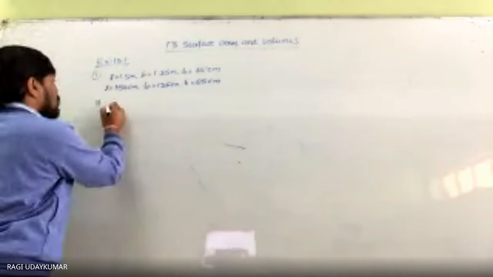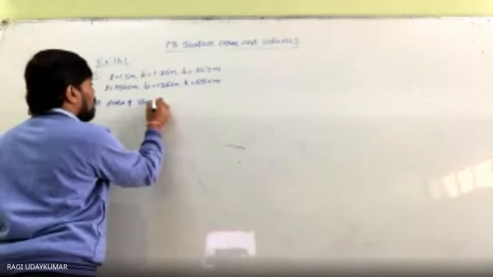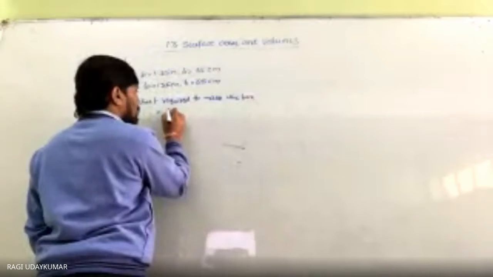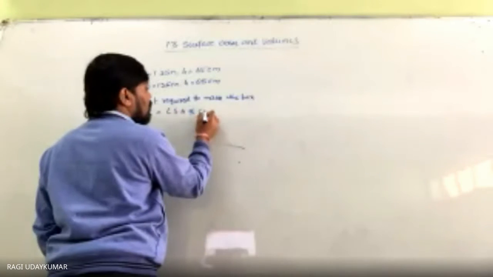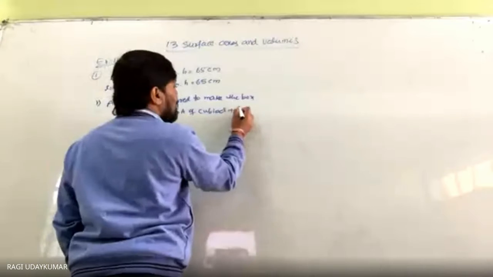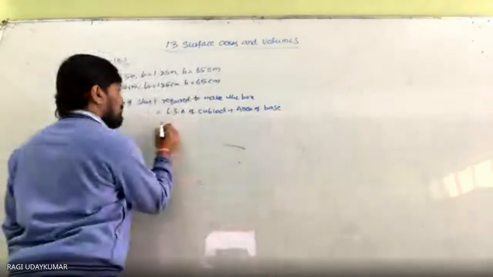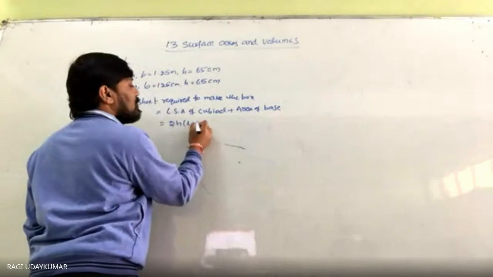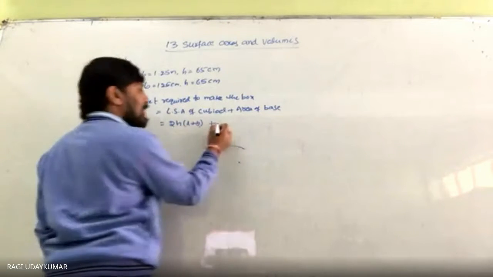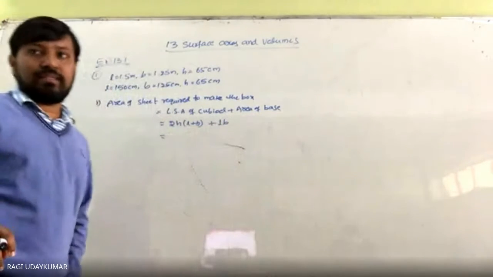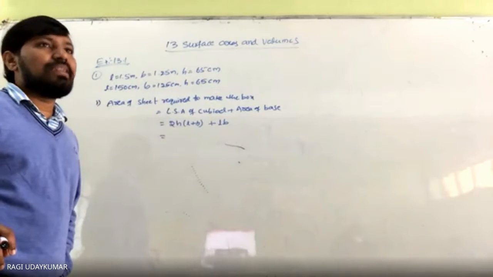So the area of the sheet required to make the box is equal to the lateral surface area of the cuboid plus the area of the base. The lateral surface area of the cuboid is 2h(L plus B), and the area of the base is L into B. So you have to substitute, and you are going to get the answer in centimeter square.